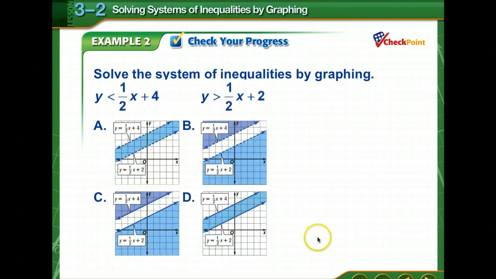Time to check your progress. Solve the system of inequalities by graphing. So graph these two inequalities, shade the regions, and then come back and check your answer. Well, first of all, we can rule out some things because of dashed and solid lines. Both of these should have a dashed line, so we can rule out C or D. So all it involves is the shading, and we should shade in between. Good job.